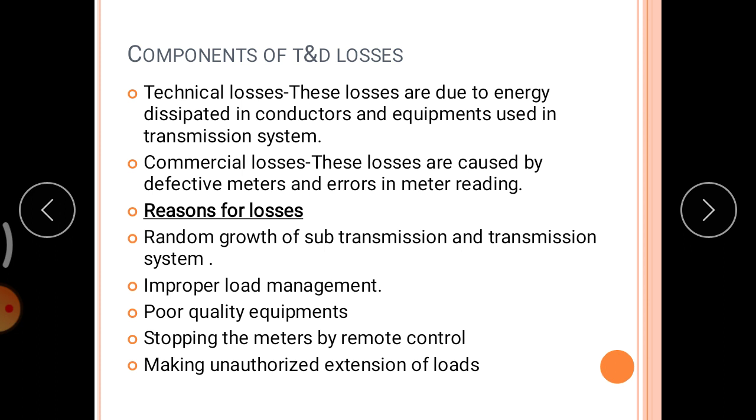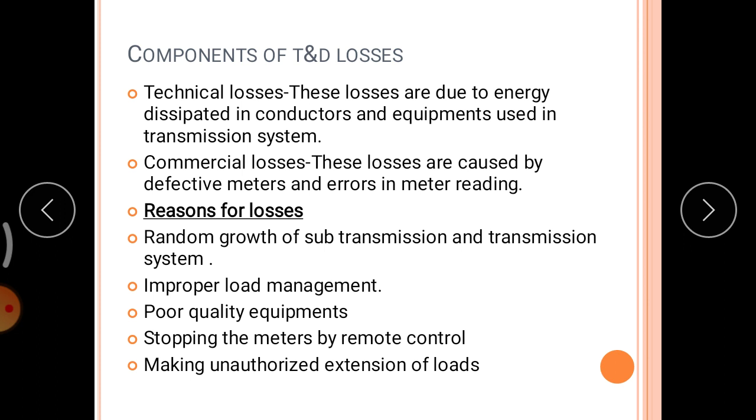So what are the reasons for losses? So many reasons are there. Some of them are listed here. Random growth of the sub-transmission and transmission system. Yes, we are generating and transmitting to the consumer premises over a very long distance, and growth is becoming more, the network is larger. So because of that, the conductor requirement is more, and that is why the losses occur.